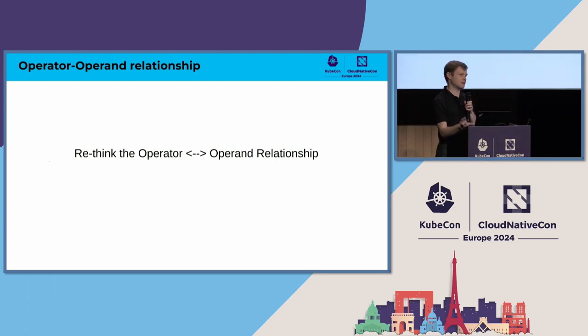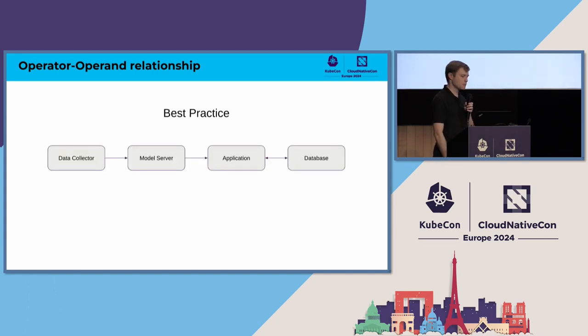So we have some longstanding advice and thoughts about this relationship between the two. Let's look at some different ideas. Here's a common best practice. We're starting with a set of, say, four pods. This is an inference kind of scenario. We have a data collector, a model server, some kind of business application, and probably it stores some state, so maybe there's a database, maybe a message broker. In reality, each one of these might be its own whole collection of services, but for this exercise, let's just consider them as one entity.